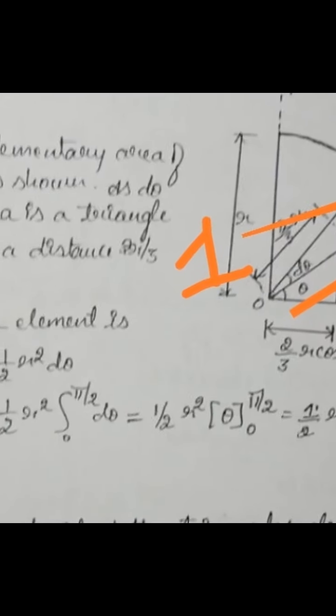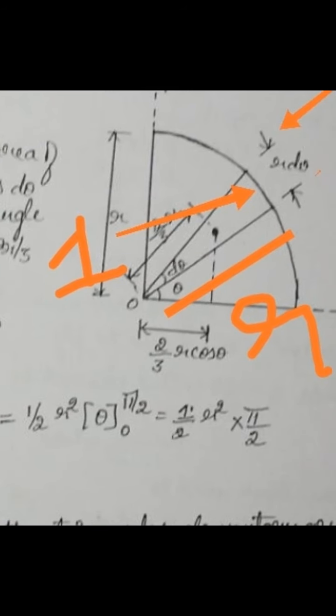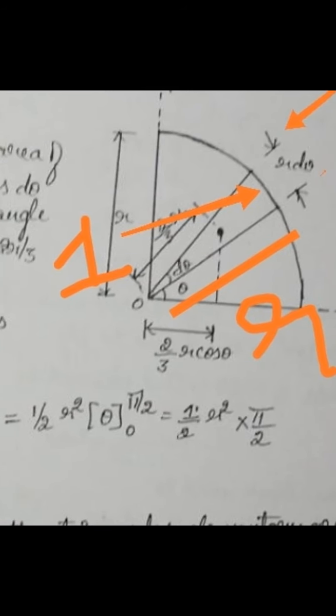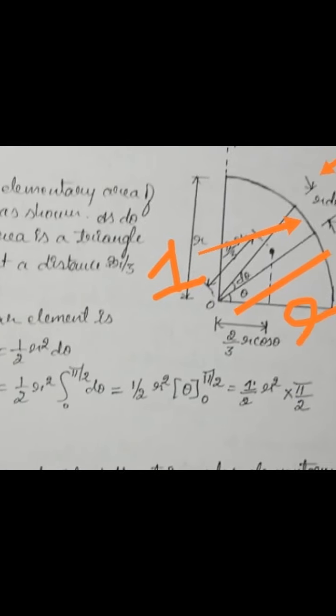So dA is a small elemental area. Half I have written as it is. So what is that? See here, the base is r, and the height is r d theta. That's what I have written here: r is the base and height is r d theta. If you multiply that, I will get half r square into d theta. So dA is equal to half r square d theta.